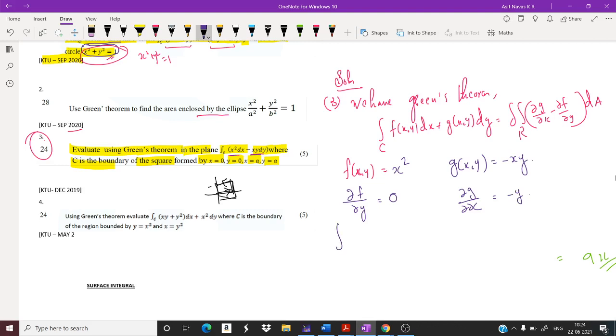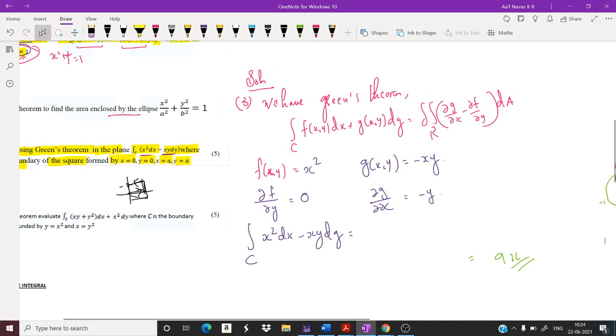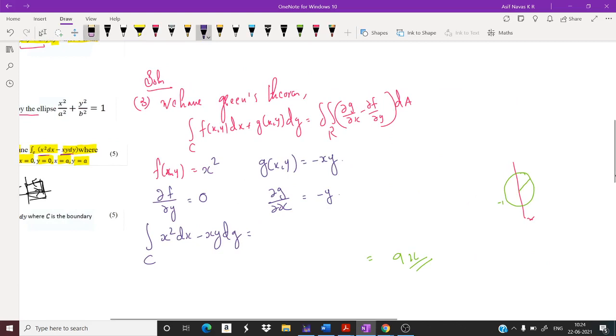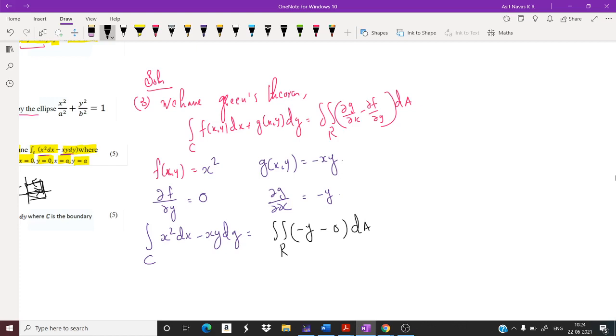So now we will integrate. Integral over C of x squared dx minus xy dy is equal to the double integral over R of ∂g/∂x, that is minus y, minus ∂f/∂y, which is 0, dx dy. So this is equal to the double integral over R of minus y dx dy.